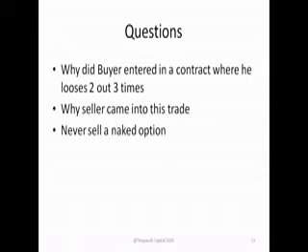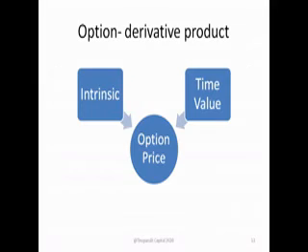So why did buyers enter into this contract? Party one entered this contract where he lost 2 out of 3 times. I've said this before also, but why did he enter this contract? And I also want you to look at why the seller came into this trade. And why is it always said never sell a naked option? So these three questions, I want you to do your own research, share that research with us, and then probably we'll give the answer sometime later when we have received answers from you guys.